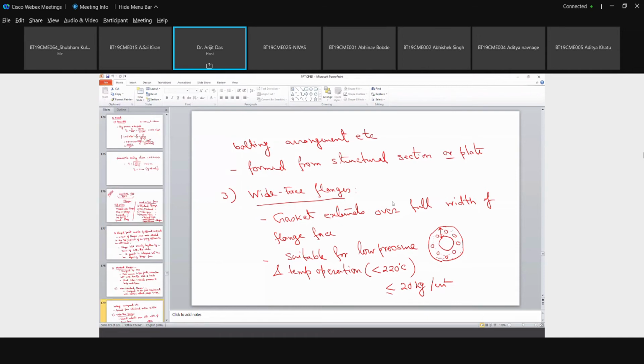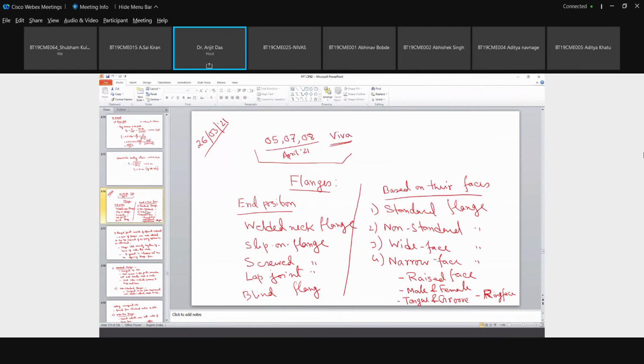As for example, you see here, that is the end positions. Depending on the end positions, the flanges may be welded neck, slip-on flange, screwed flange, lap joint and blind. And depending on their faces, they may be standard, non-standard, wide and narrow. So today we will discuss the different types of narrow face flanges.